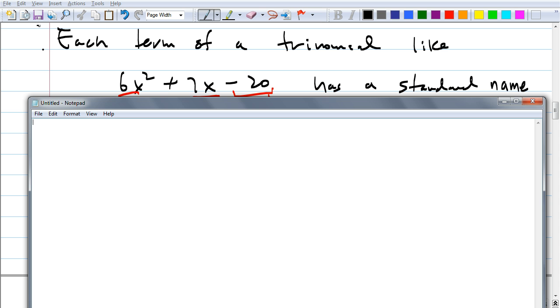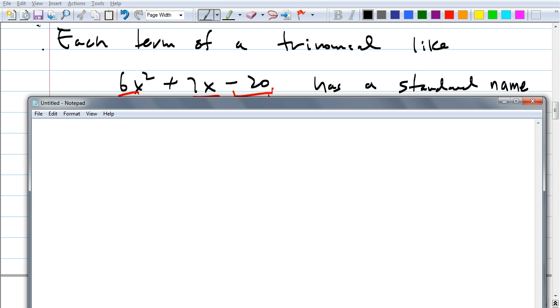6x squared. Good. 7x and negative 20. That's right. 6x squared, 7x, and negative 20. Why negative 20? Isn't it 20, that last term? Yeah, because terms are separated by addition. Terms are separated by addition. That's right. So these three terms, they have names.